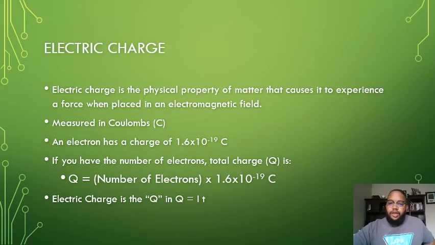Electric charge is the Q in Q equals IT, and you don't need to solve for it. It's just I times T. So there's two ways to get Q. One way is if they give you the number of electrons. The other way is if they give you current and time.